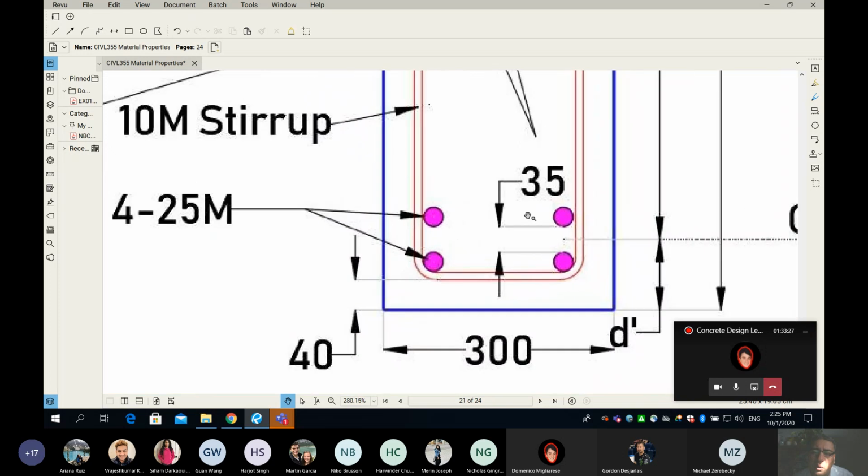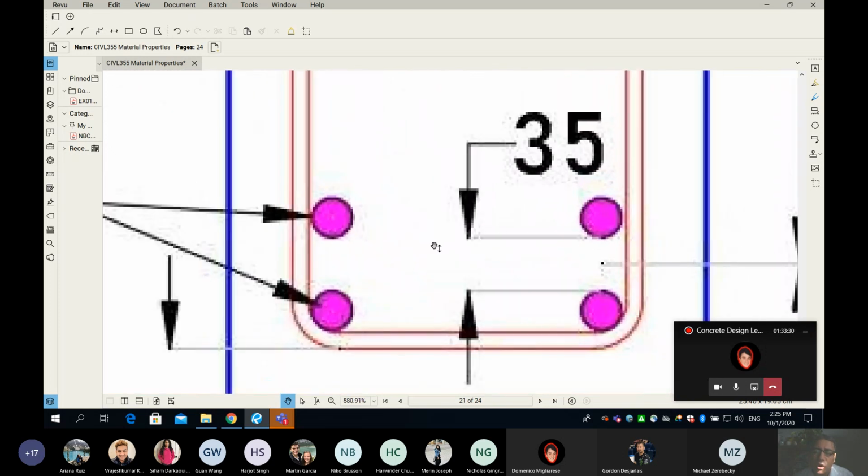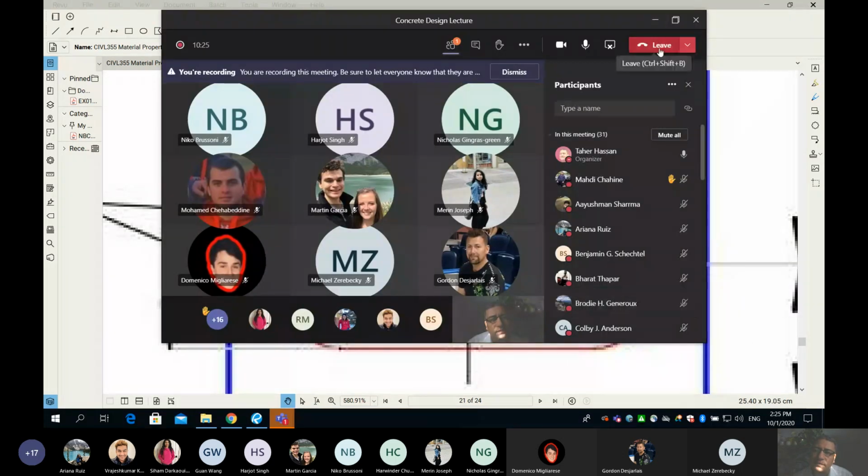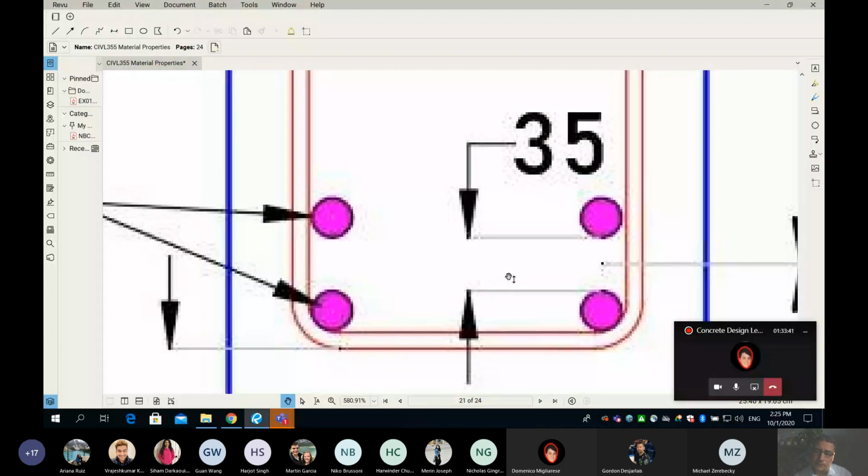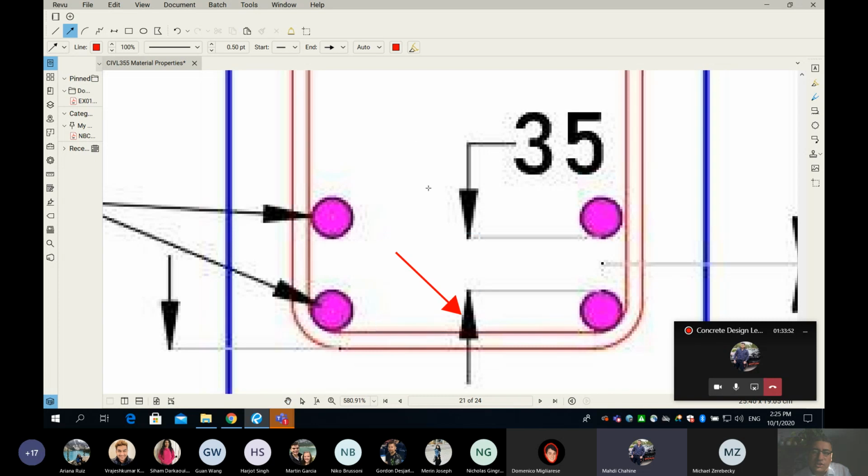So now let me ask you the question one more time. With this group of rebar, where is the centroid of this group of rebar? Show your hands, Mahdi. The center between all 4 points, all 4 rebars. So I'm going to give you options and tell me yes or no, please. Is my centroid here? No. My centroid is here? No. My centroid is here, halfway? Yes. Perfect. Thank you so much.